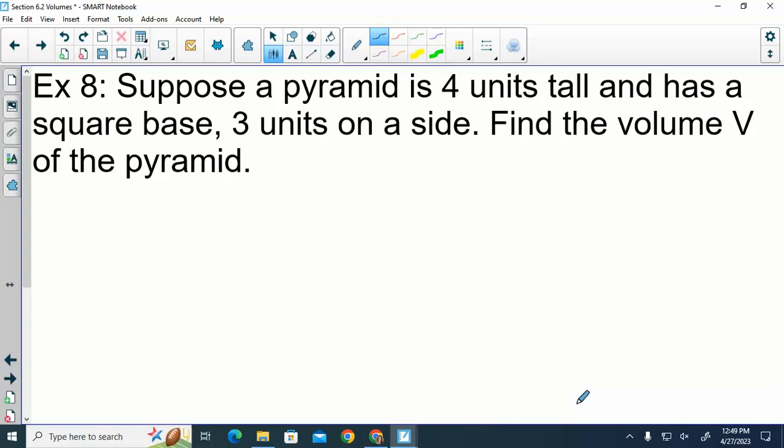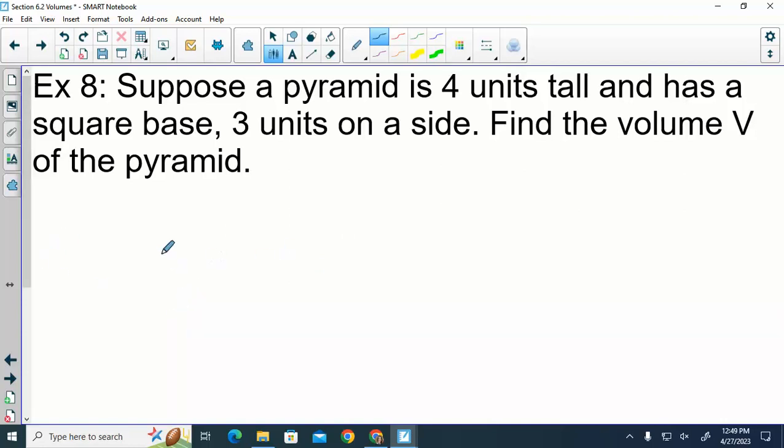Just because everything we've been looking at is circular, I just wanted to show you that it doesn't have to be circular. So I had to throw one in just for fun. So suppose a pyramid is 4 units tall, has a square base, 3 units on the side. Find the volume of the pyramid.